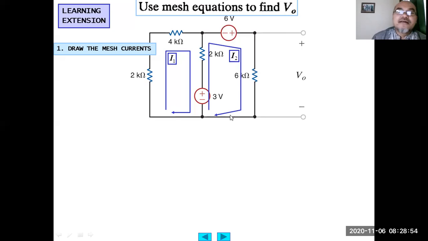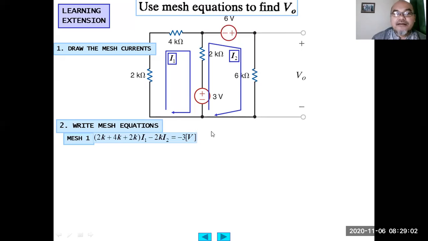Current I2 is here, and then we write the mesh equation for KVL at I1. The I1 component will be 2K plus 4K plus 2K, multiplied by I1. The coefficient of I2 will be negative 2K I2, because it goes against the I1 loop current. Equals what? Since here there is a voltage drop, plus 3 volt on the left hand side. When you move it to the right hand side, it becomes negative 3 volt. Okay, understood?